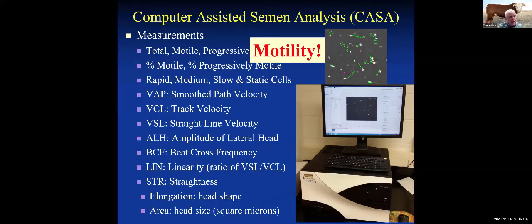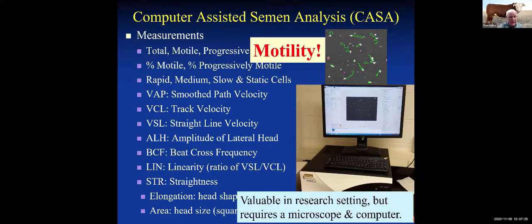Essentially, it has about 12 or maybe more measures of motility. That's wonderful, because we know motility is pretty important in the fertility of a bull, and it's extremely valuable in a research setting, but it requires a microscope and a computer, so it's not going to be very user-friendly for the veterinarian that's testing bulls chute side.